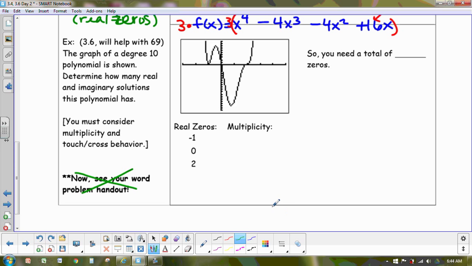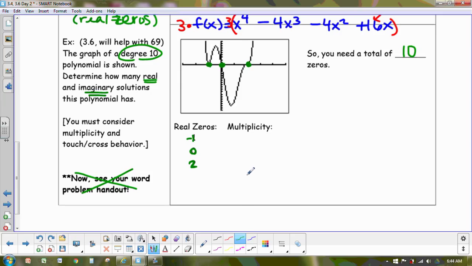Okay, so this graph, degree 10, is shown. Determine how many real and how many imaginary solutions the polynomial has. So we've got to think about, if I know it's degree 10, I need a total of 10 zeros. Let's see what I can pick out from my graph. Well, I can pick out -1 as a zero from my graph. I can pick out 0 as a zero from my graph. I'm looking at x-intercepts. And I can pick out 2 as a zero from my graph.